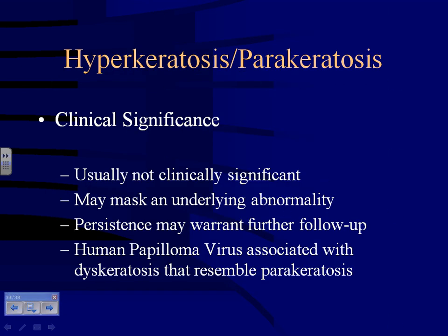And what is the significance? As we talked about earlier, it's usually not significant clinically, but they may mask an underlying abnormality, and persistence may warrant further follow-up, like a colpo exam or a biopsy if it continues. And you have to remember that sometimes patients with underlying HPV infection may have surface HK and PK, and in fact, it's quite common. So it's really a clue, if you see it, to make sure there aren't other abnormal cells present.